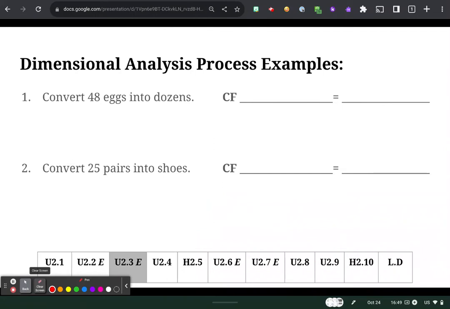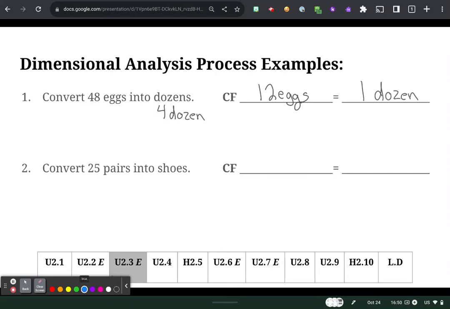I'll just do one of these. So we want to start with something that's real simple, that makes sense to you, and you can probably do it without dimensional analysis to really show you what you're doing when you make this conversion. So convert 48 eggs into dozens. Whenever I do this in class, students always yell out, oh, that's 4 dozen. But then you want to think about how you got there. The conversion factor you used was that for every 12 eggs, you have 1 dozen.